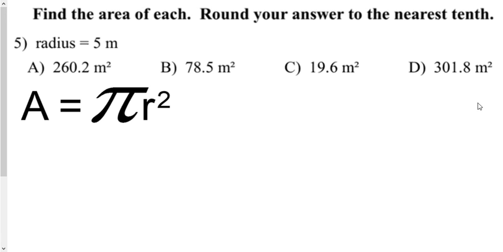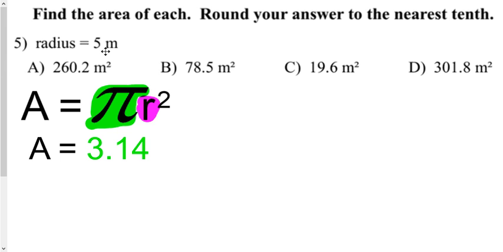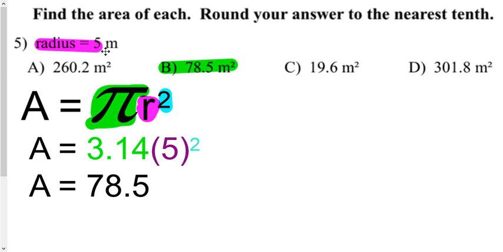Now this one's a little bit different, but basically instead of giving you a diagram of the circle, they're just going to tell you the radius is 5 meters. So let's go through this. Pi is 3.14. The radius is given to us at 5. And don't forget the exponent, 78.5.